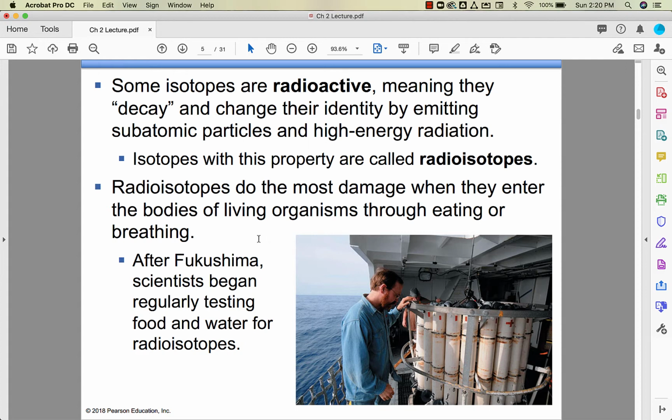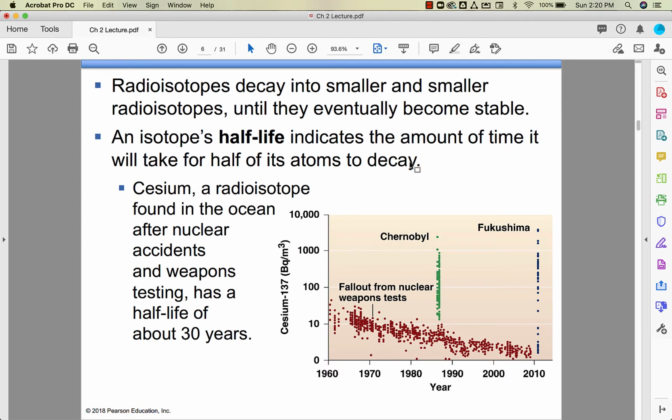After Fukushima happened, scientists started testing food and water for the presence of radioisotopes. We're going to do some math on this. Radioisotopes decay into smaller and smaller parts until eventually they become stable. The idea of a half-life is the amount of time it takes for half of the atoms of a particular radioisotope to decay to another kind.